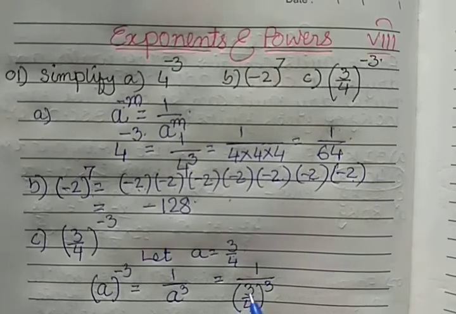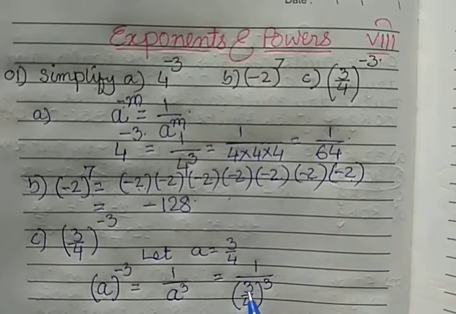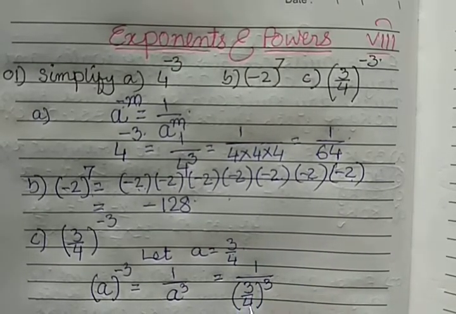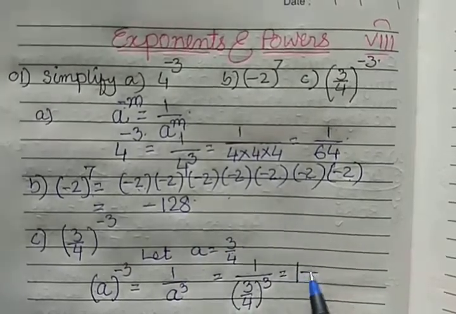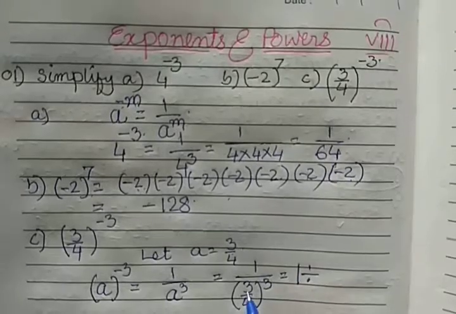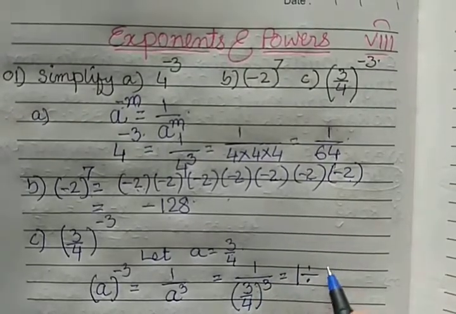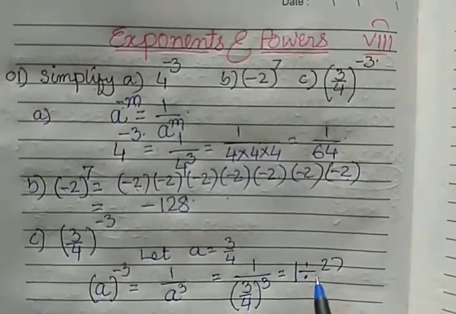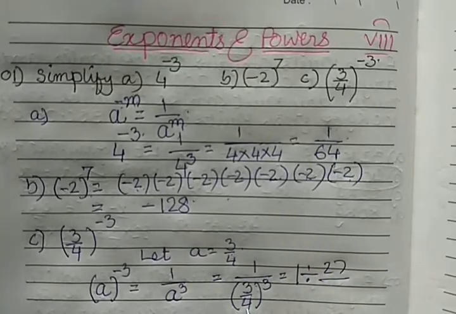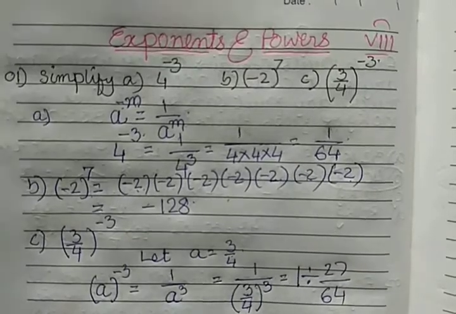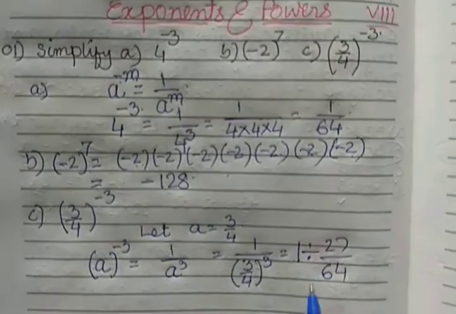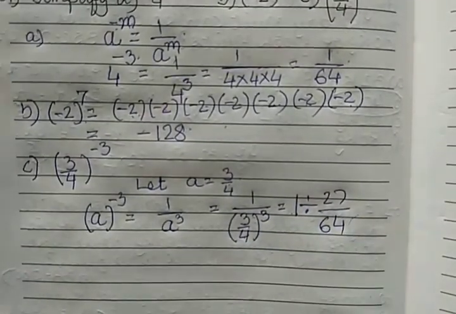Clear? So 3 by 4 whole cube means what? 3 into 3 into 3 by 4 into 4 into 4. This is equal to 1 divided by 3 threes are 9, 9 threes are 27, by 4 fours are 16, 16 fours are 64. 1 divided by 27 by 64.